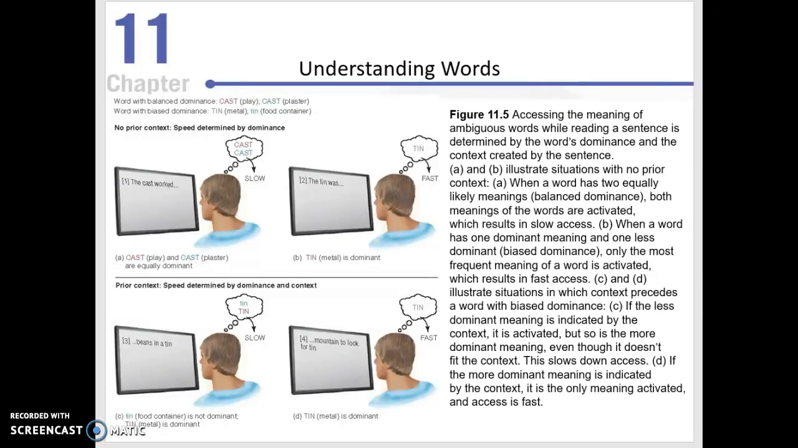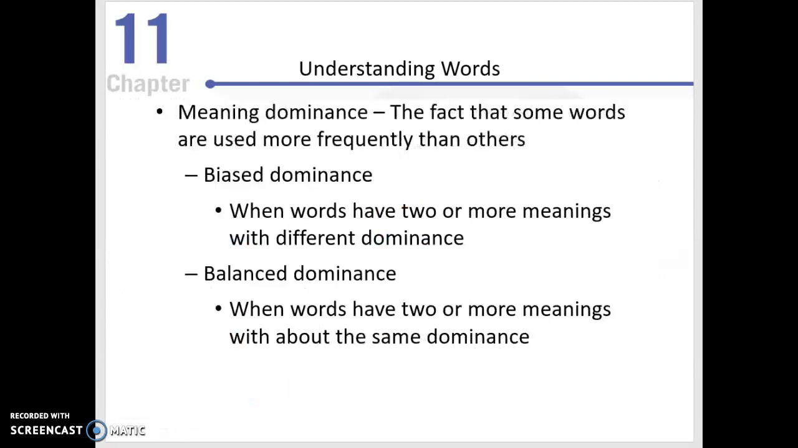Tin, however, tin as a container of food is much less frequently used than tin as a metal. So reaction time was much faster to tin as a metal. So this is just showing that the biased dominance really does impact our ability to understand words and to interpret them correctly. And we have to have context to be able to make those decisions about words. We will next move on to understanding sentences.